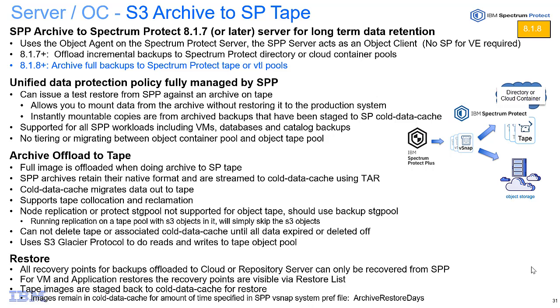Now, all recovery points for the offloaded backups are available directly from Spectrum Protect Plus. When we stage the restores back to cold data cache, there is a setting inside of Spectrum Protect Plus called Archive Restore Days, which dictates how long those files should stay in the cold data cache. By default, that's 3 days. So for 3 days, Spectrum Protect Plus could do instantly mountable restores from the cold data cache.